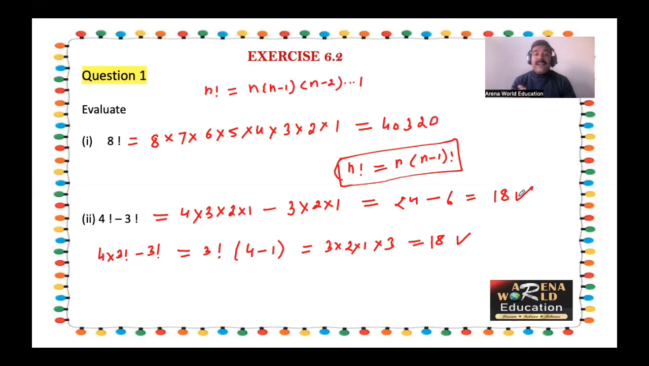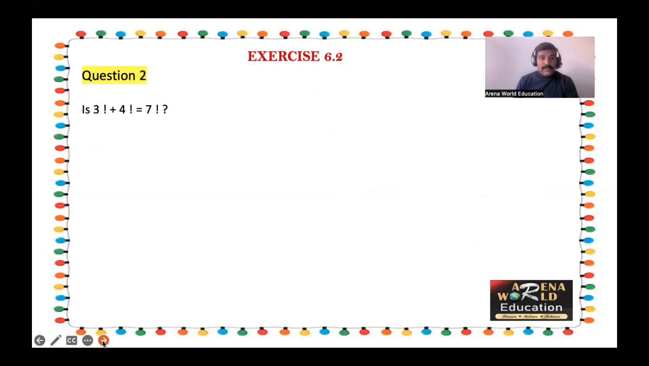The best part in mathematics is we can solve a single question in multiple ways. So try to solve a single question in multiple ways. Let us move to the next question.